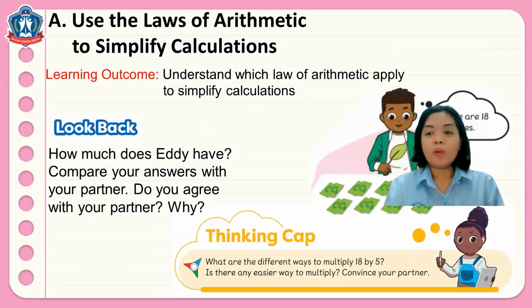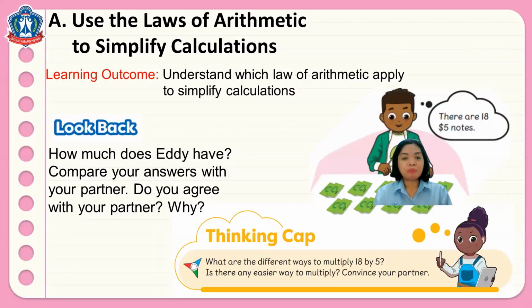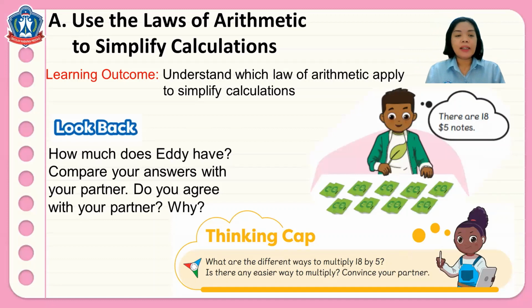Now let's start with lesson A. Lesson A is the use of laws of arithmetic to simplify calculations. We have a problem here. There are 18 $5 notes. How much does AD have if we are going to find the total worth of the notes? If you have your answers, you can share it during our class.